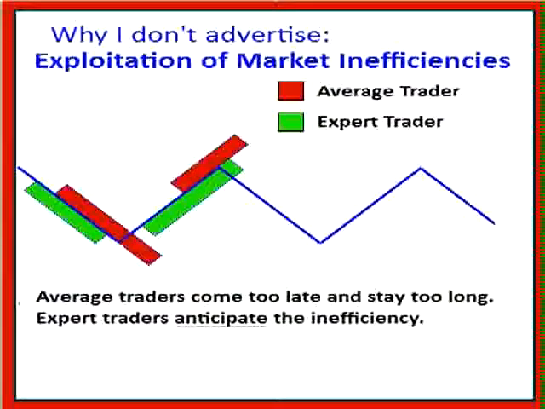Okay, here is a very oversimplified chart of a stock. It's going down here, then it goes up and down, up and down. What I've illustrated here are two traders. One is an average trader in red. It doesn't mean anything bad. Then you have your expert trader in green. Your average trader follows the crowd or the herd. Your expert trader is anticipating market inefficiencies and looking at trends.